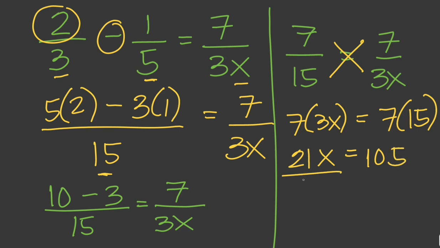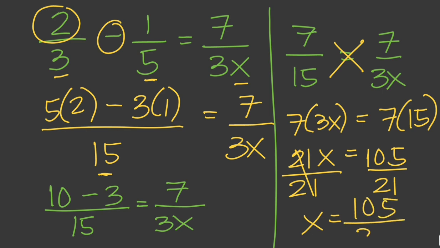105, and then we divide both sides by 21. Therefore, x is just equal to 105 over 21. And 105 is divisible by 21, and that is just equal to 5. Therefore, the value of x is equal to 5.